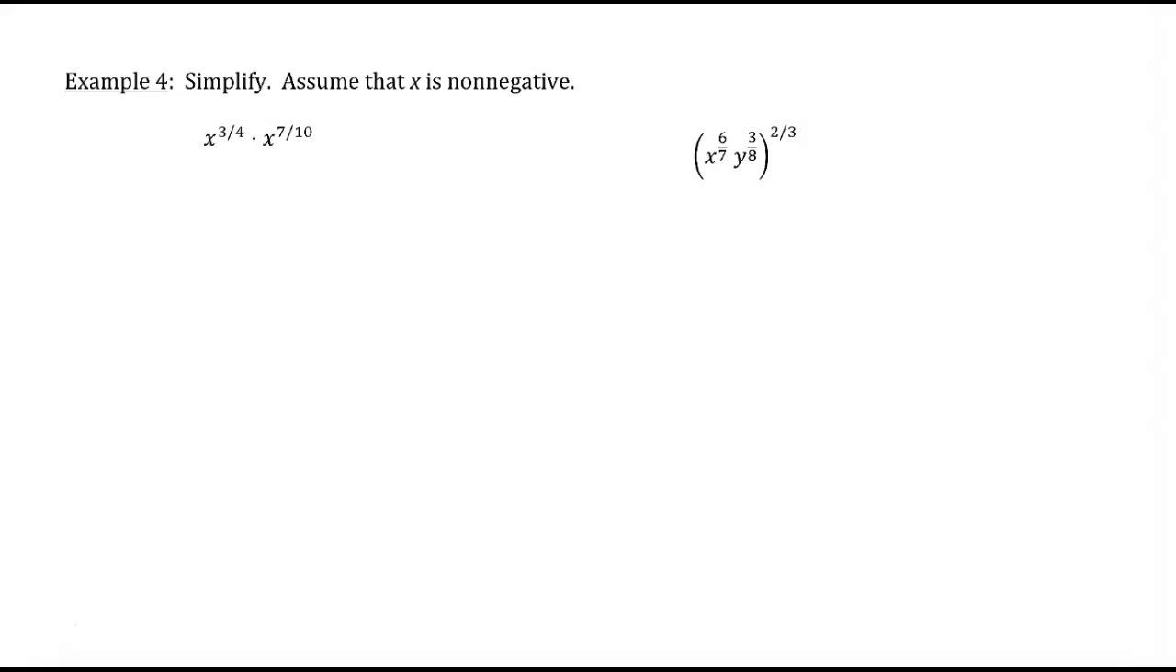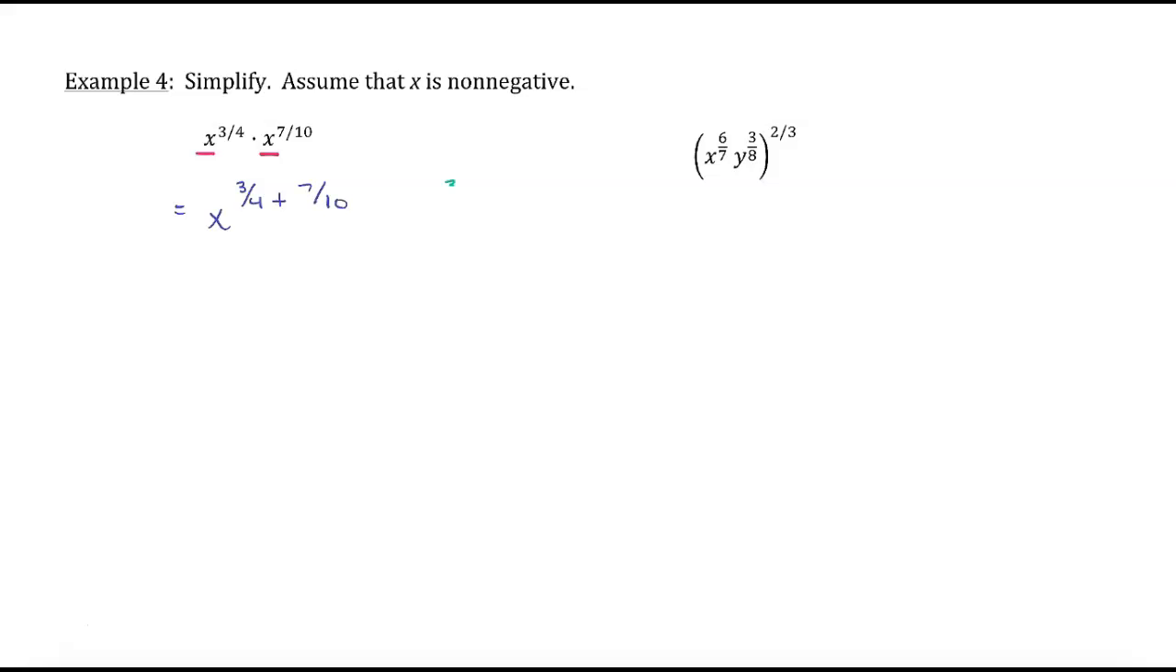We will start by simplifying x raised to the exponent of 3 over 4 times x raised to an exponent of 7 over 10. All of our rules of exponents still apply. So having the same base of x, we can add the exponents. This becomes x raised to the exponent of 3 over 4 plus 7 over 10.